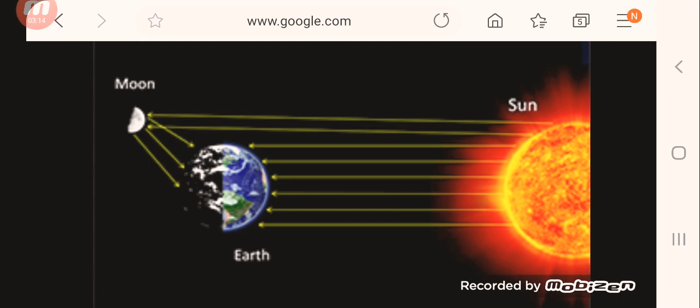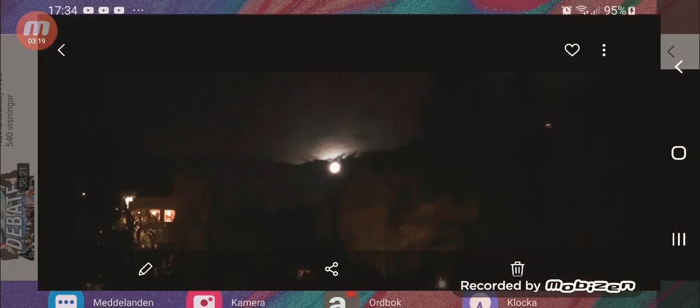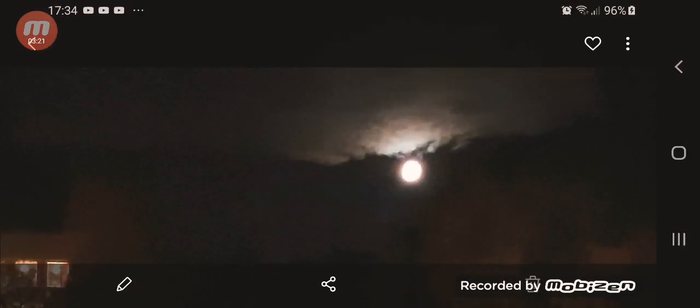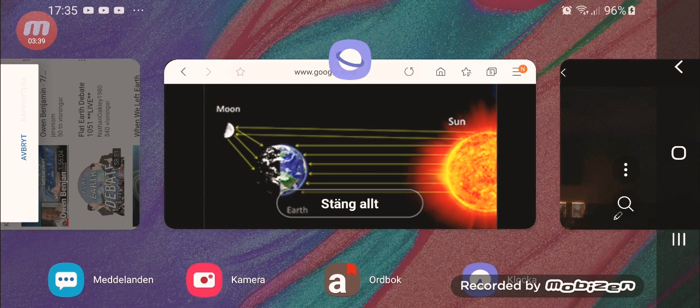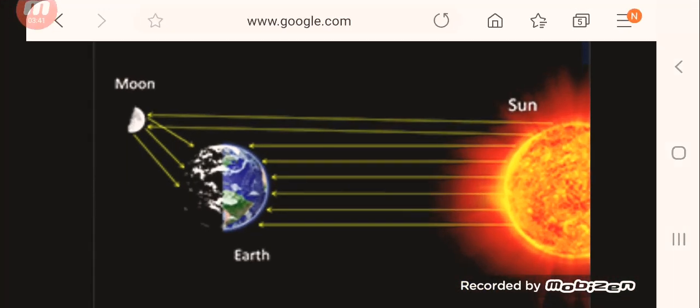So it's impossible to get pictures like this if the moon was 238,000 miles away. And while I'm at it, we'll look at some more issues, typical issues in the heliocentric model regarding the sun and the Earth and moon.